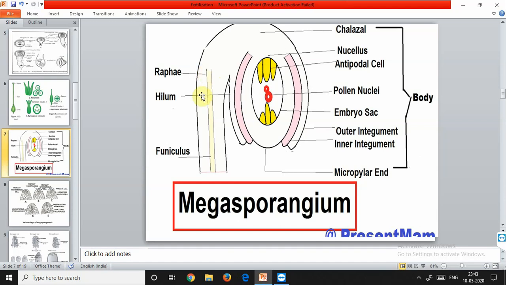So the vascular tissues are present inside the funiculus with supply of food material from the placenta. This is having the supply of food, and this supply is by the placenta, and the placenta is providing food to the ovule with the help of this funiculus, which has vascular tissues for the supply of food material for the maturation of the ovule.